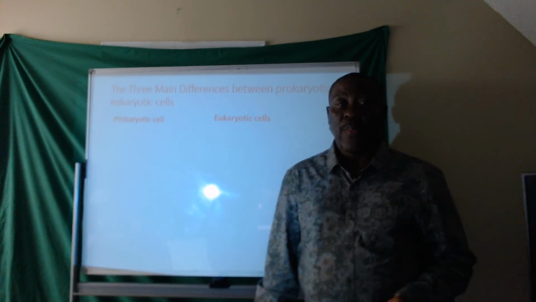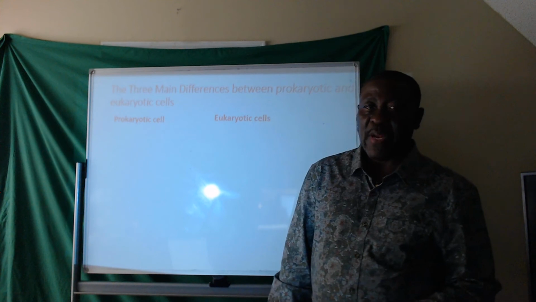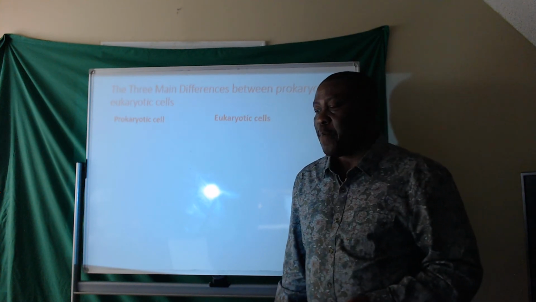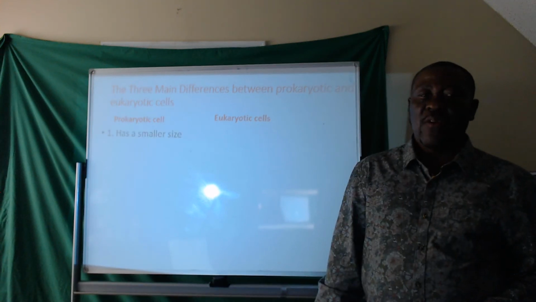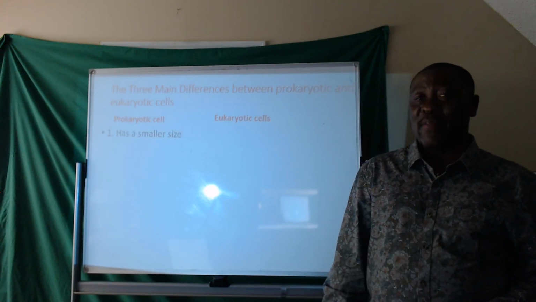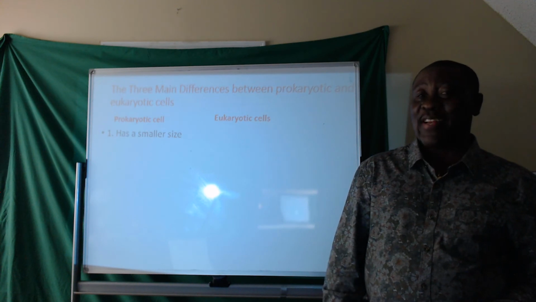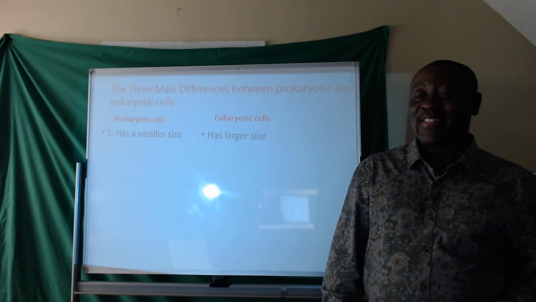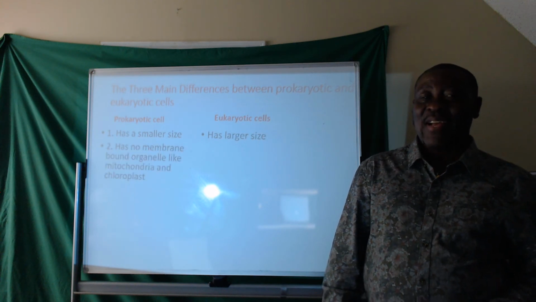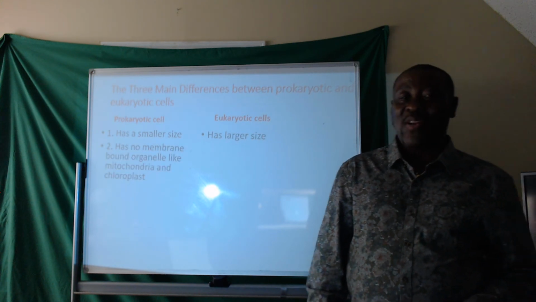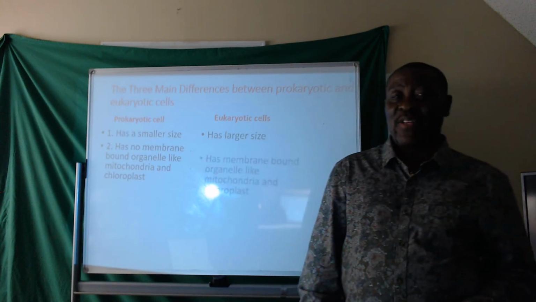Okay, so now let's list the three main differences between prokaryotic cell and eukaryotic cell. Three main differences. Well, can you tell me one is smaller, right? Remember? So if prokaryotic cell is smaller, what do you think I should write on the other side? Exactly, you're correct. Has larger size. Okay, what's another? Yeah, has membrane-bound organelles like mitochondria and chloroplast. What do you think I should write under eukaryotic cell?